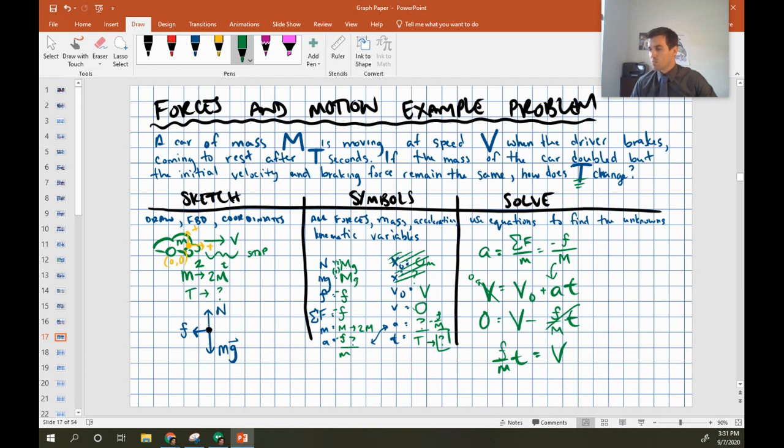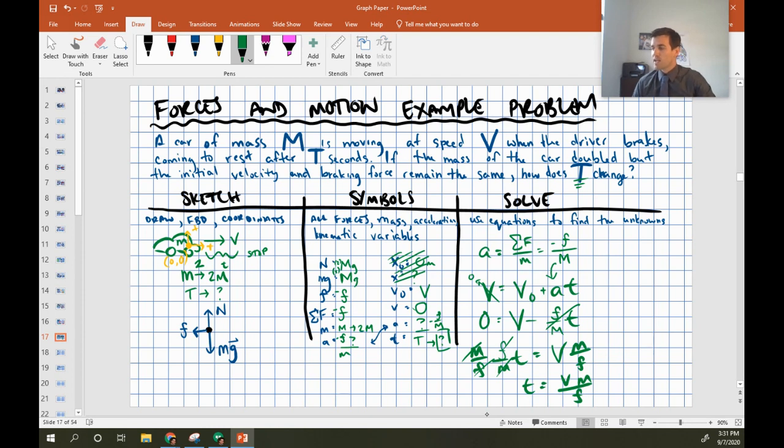And then let's multiply both sides by m and divide both sides by F. Basically, multiply by the reciprocal in order to get rid of that: mass on the top, mass on the bottom, friction on the top, friction on the bottom. We get t equals v times m over F.